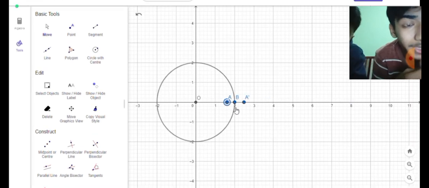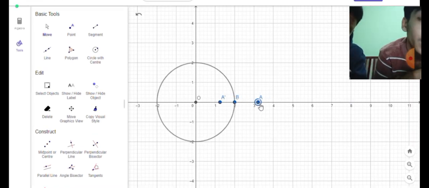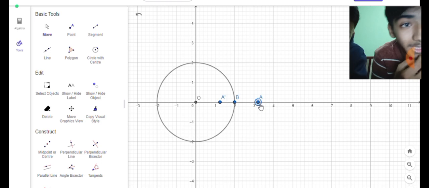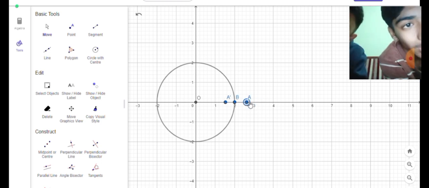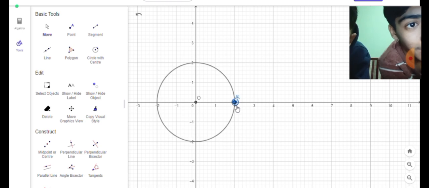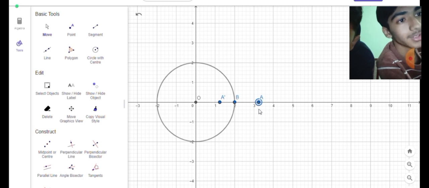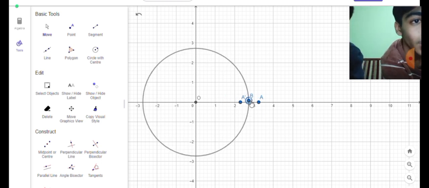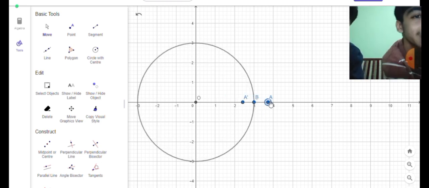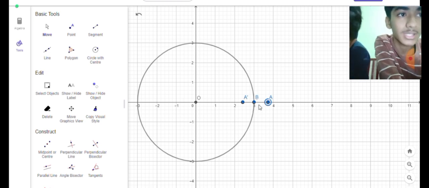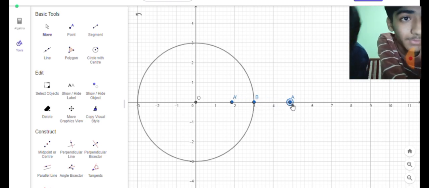When the object is inside the circle, the image is outside, and when the object is outside the circle, the image is inside. So you have to remember this fact that when the object is inside the circle, the image is outside, and vice versa. But when the object is at the circumference, then the image is also at the circumference. So you have to remember this. When the object is inside the circle, the image forms outside. When the object is outside the circle, the image forms inside.